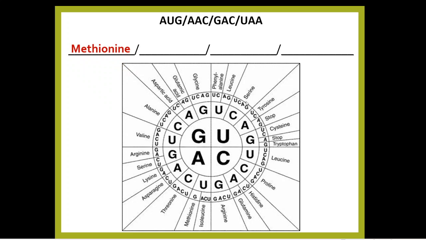Let's look at our next one. A, and then C. And that would be asparagine right here. Let's look at our third one, GAC. G, A, and then C would tell me aspartic acid. And then our last one here, UAA. So we'll start with U in the center, then go to A. That tells me a stop. So that means that's the end of that polypeptide. Okay.